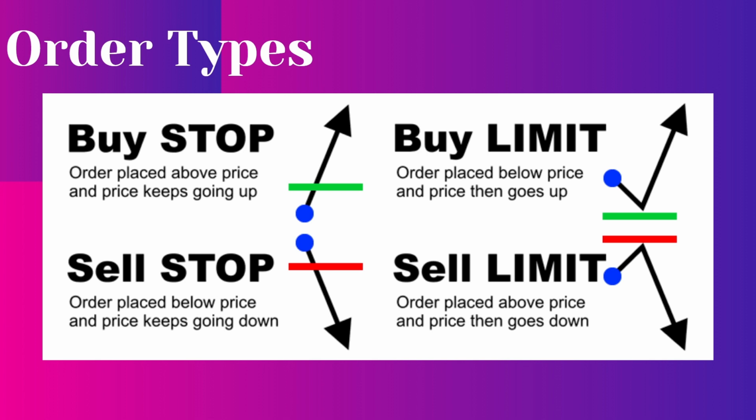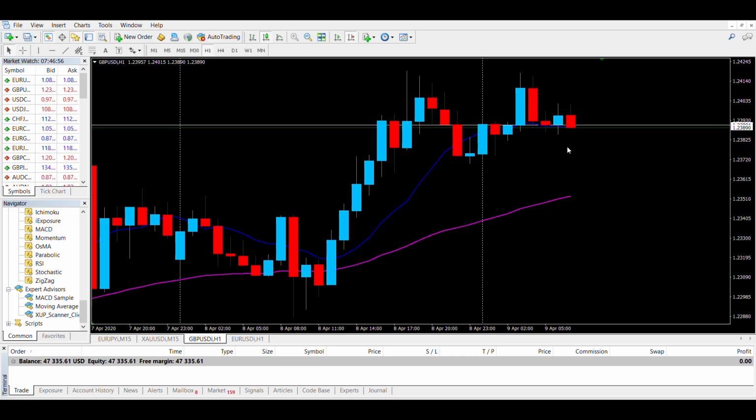Okay, so as you guys remember, buy stop is when the order is placed above price and the price keeps going up. Sell stop is when the order is placed below price and the price keeps going down. Buy limit, order is placed below price and the price goes up. Sell limit, the order is placed above price and the price goes down. Basically, you see prices going down. So at this point, we can only do a sell stop or a buy limit, okay?